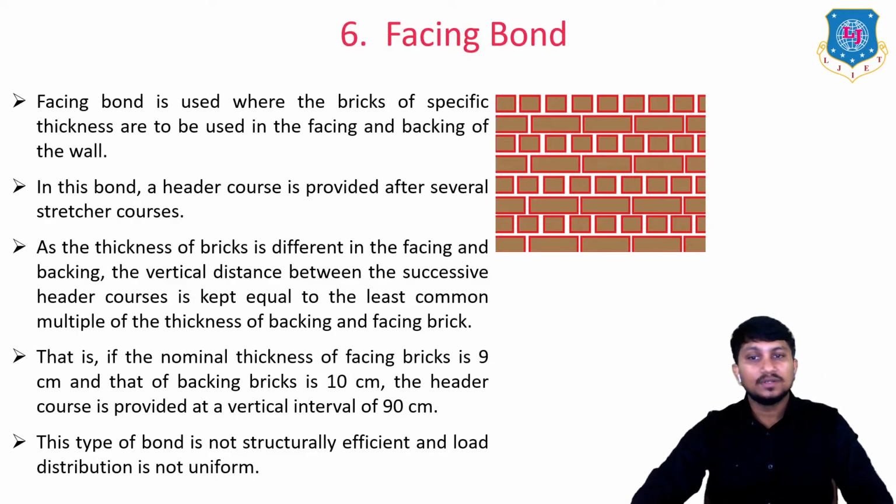That is, if the nominal thickness of facing bricks is 9 cm and that of backing bricks is 10 cm, the header course is provided at a vertical interval of 90 cm, which is the multiplication of 9 and 10. Okay, this type of bond is not structurally efficient and load distribution is not uniform in this case because the thickness is different in facing and backing.